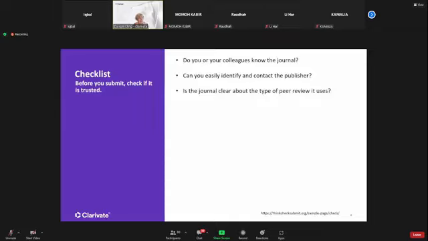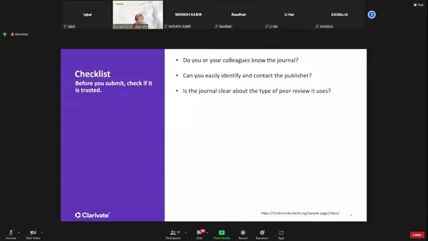Then number 3, is the journal clear about the type of peer review it uses? Earlier on, I mentioned that peer review is a must. So make sure that the journal has clearly listed the type of peer review it uses. Is it single blind, double blind, or is it an open peer review? If you have not published a paper yet, you might not have gone through this peer review process, and you might be asking me, what is this single blind, double blind, or open peer review?